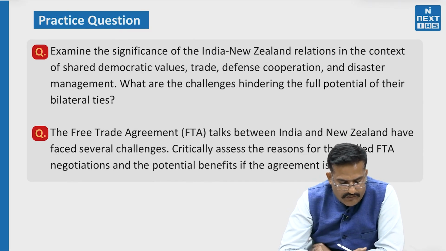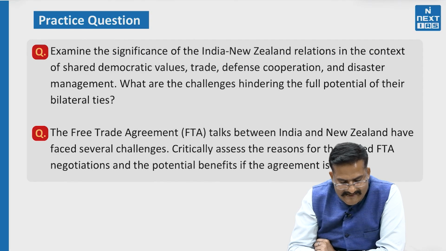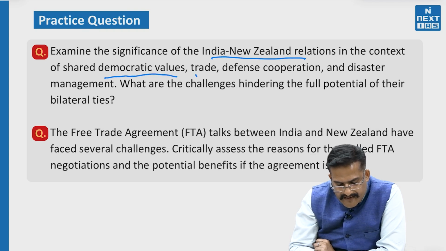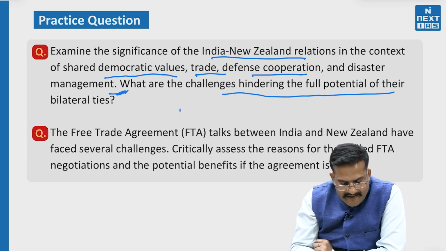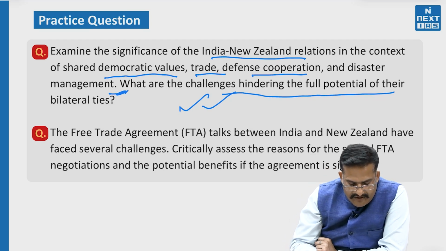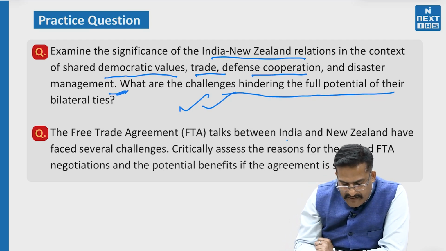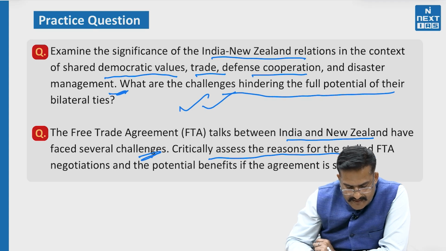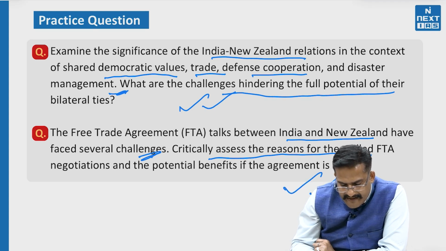Now, there is a practice question. First, it says: examine the significance of India-New Zealand relation in the context of shared democratic values, trade, defense cooperation and disaster management, and what are the challenges hindering the full potential of their bilateral ties? We have discussed the challenges. The next question is: the free trade agreement talks between India and New Zealand have faced several challenges; critically assess the reasons for the stalled FTA negotiations and the potential benefits if the agreement is signed.